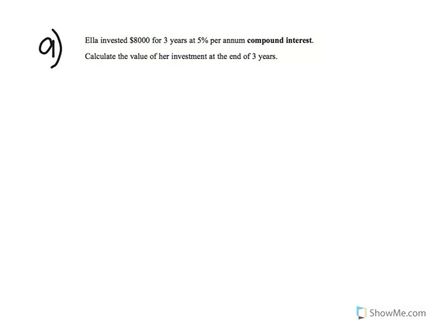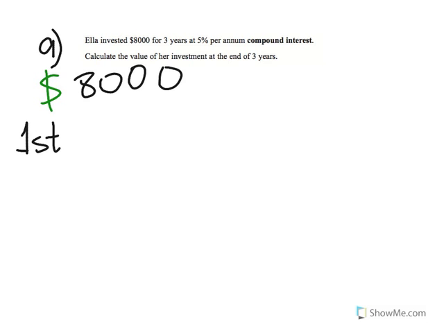Alright, next question is about compound interest. So this woman, Ella, invested 8,000 for 3 years at a rate of 5% per annum. So calculate the value of her investment at the end of 3 years. Now how compound interest works is that it takes the amount you actually have in the bank, and then it adds the percentage increase. So first of all, let's calculate it for the first year. At the first year, she has 8,000 in the bank, and there's a 5% increase, meaning 5% interest is added to the amount she has.